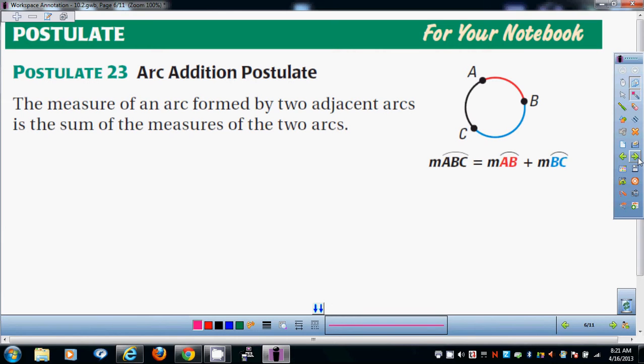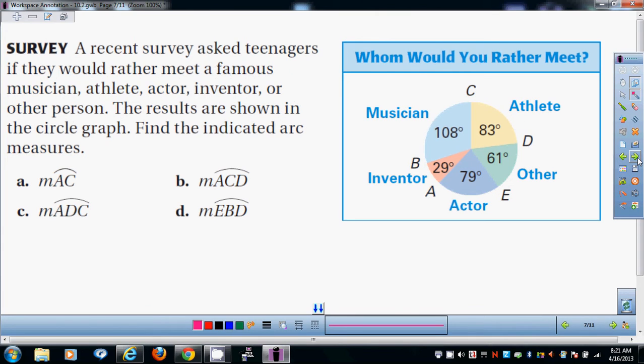All right. A recent survey asked teenagers if they would rather meet a famous musician, athlete, actor, inventor, or other person. The results are shown in the circle graph. Find the indicated arc measure. Who can tell me the measure of arc AC? Arc AC. Need a calculator? There they are. AC.